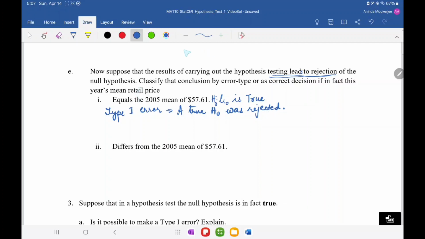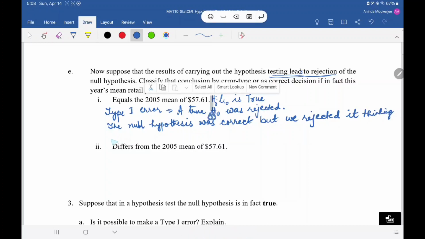All right, so with reference to this question, this particular example, we can say that the null hypothesis mean was correct, but we rejected it, thinking that the price had changed.